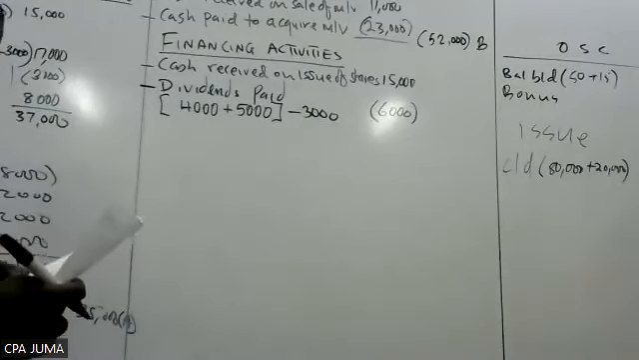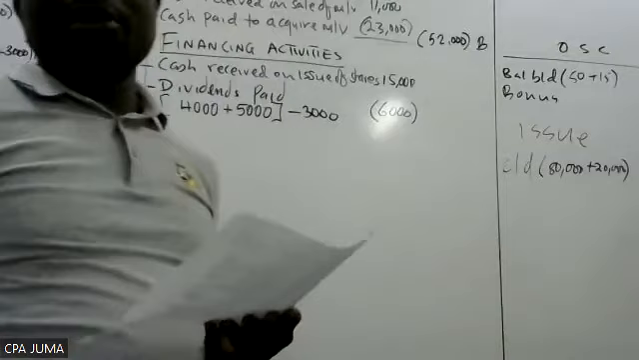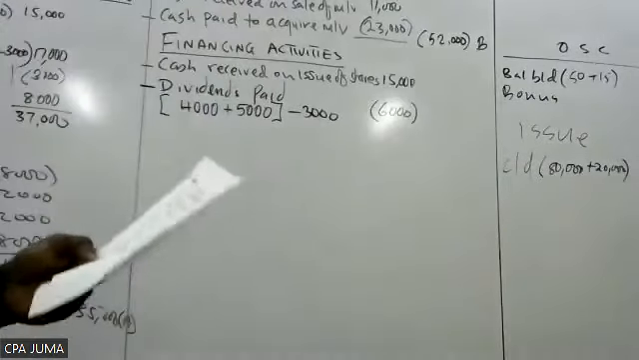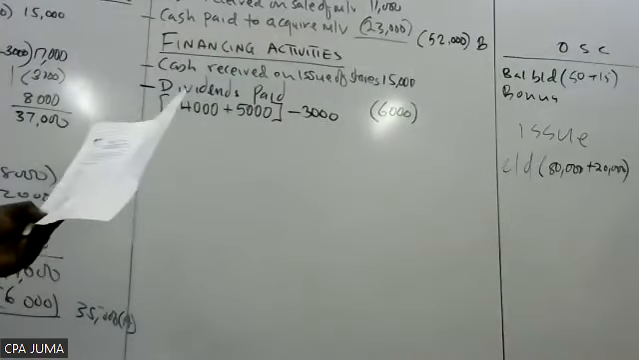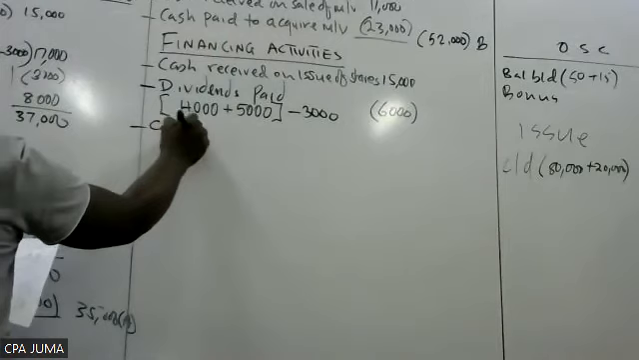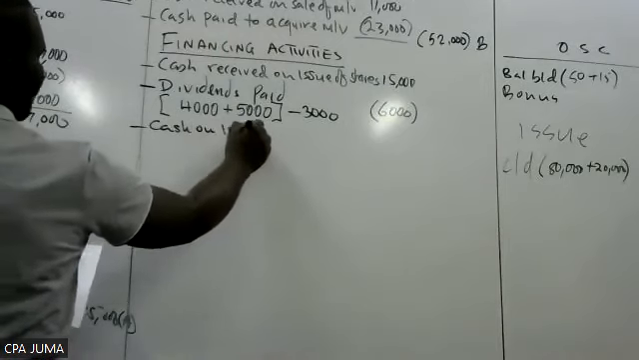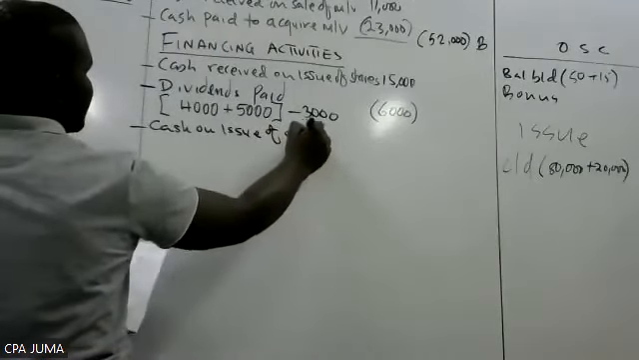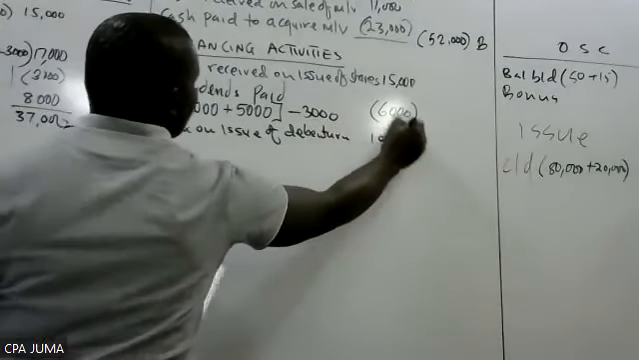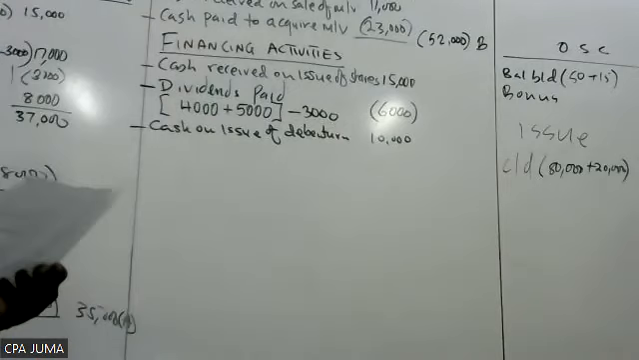Alright, next item, after retained earnings, go to non-current liabilities. Non-current liabilities are using 10% debentures. Debenture was how much at the beginning? 20 to 30. So cash on issue of debentures, how much? 10, positive. That is cash inflow.